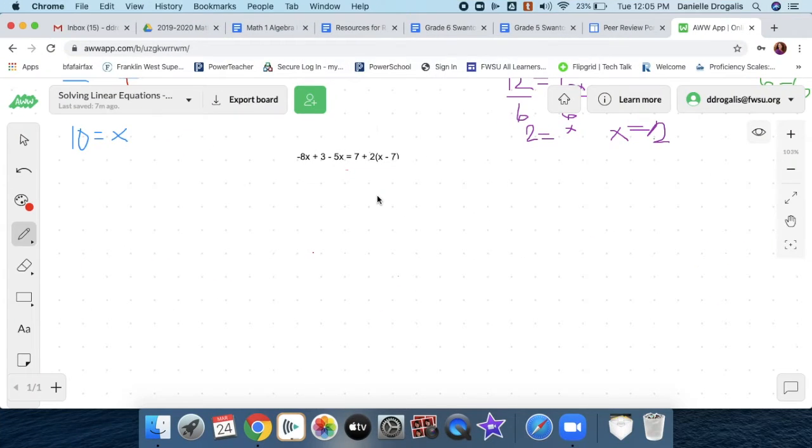Here it is, our last problem in this series of solving linear equations at the proficient level. So we have negative 8x plus 3 minus 5x is equal to 7 plus 2, all times the quantity x minus 7. So as promised, the left is just as busy as the right. But we're going to take it in steps and try to clean up each side before we start moving things to other locations. So I guess we'll go back to the blue.